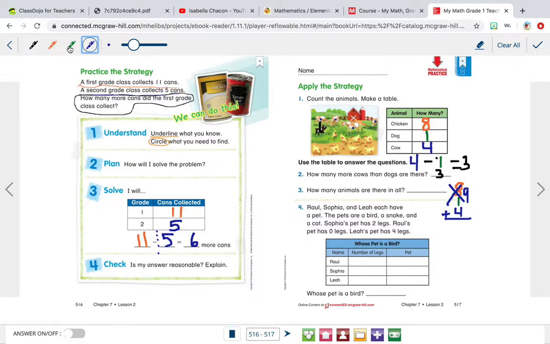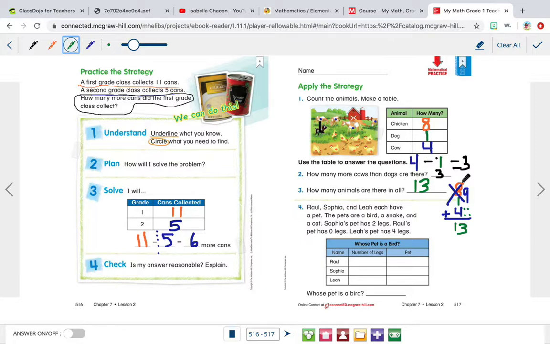9 is the bigger number, 4 is the smaller number, so I'm going to write 4 dots, 1, 2, 3, 4. We have 9 plus 4, so 9 in my head, and count up, 9, 10, 11, 12, 13. So there are 13 animals in all, and we found that because we added the chickens, the dog, and the cows. So we added chicken, which is 8, the dog, which is 1, and the cows, which is 4, and we got 13. So there are 13 animals in all.